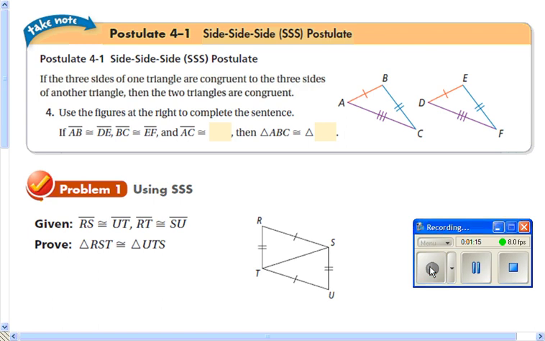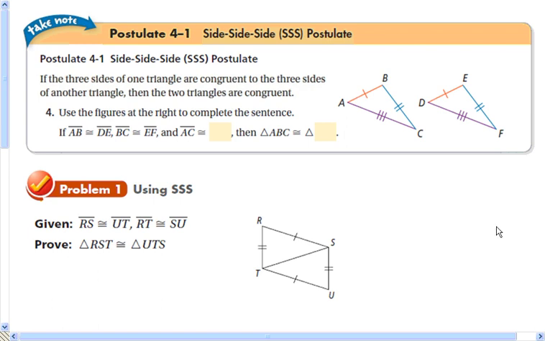All right, this lesson is about using a couple of postulates to help us simplify the process of identifying congruent triangles. We have two postulates. Here's the first one. It's called the side-side-side postulate. Basically, it says if you have three sets of corresponding sides that are congruent, then the two triangles are congruent. So we don't really need to worry about the angles in that case.